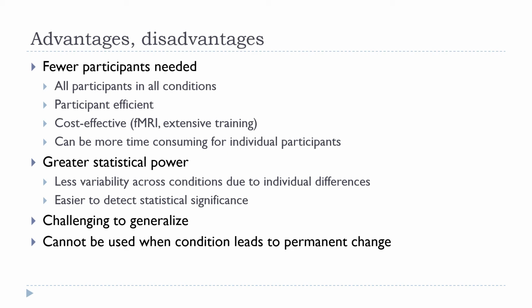Another challenge is that you can't really use this design when people are exposed to something that might lead to a permanent change. So if you're studying a surgical intervention, for example, you can't say, well, okay, so I'm going to do the surgical intervention and then we're going to take a break and then we're going to come back and not do the surgical intervention. It doesn't really work that way. So while within participant designs can be really efficient and effective, they are not necessarily always possible given sometimes your experiment and the way that your conditions work.